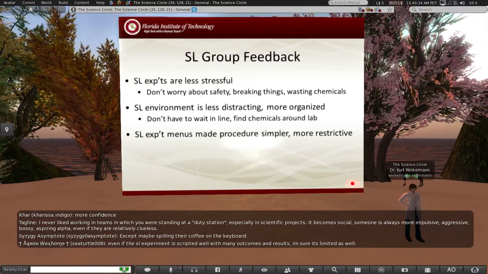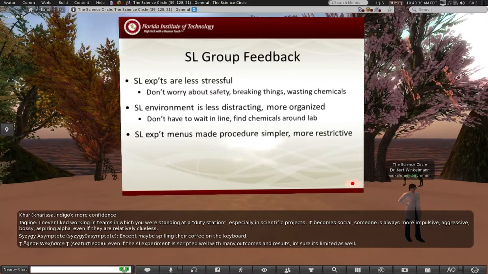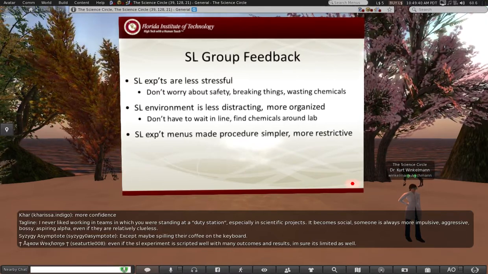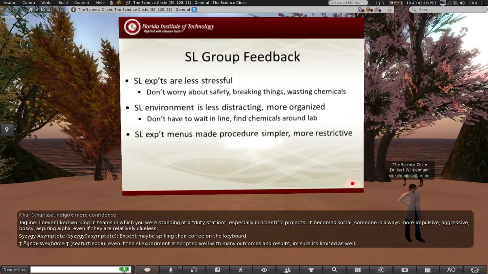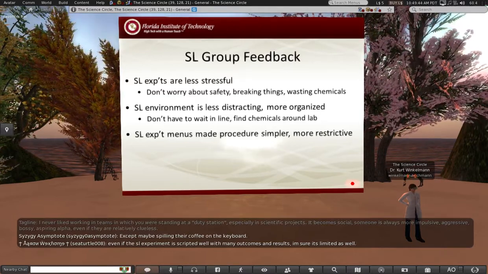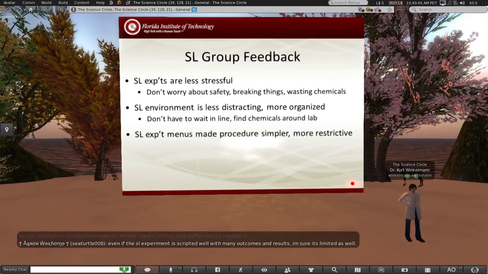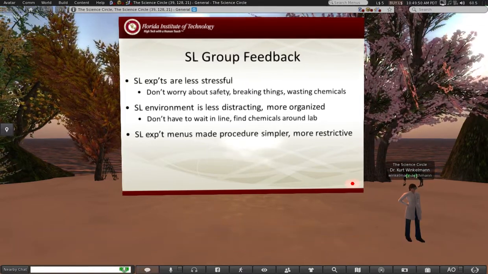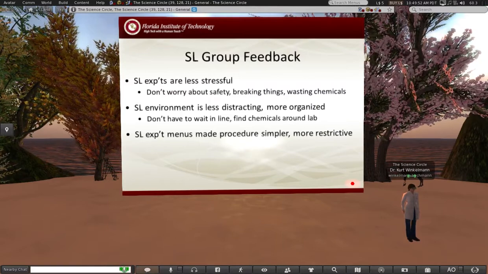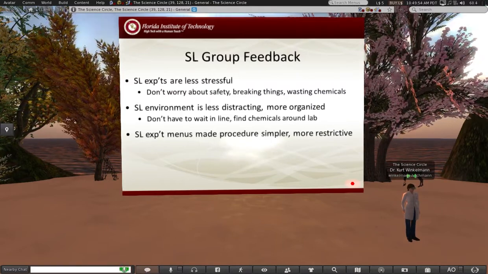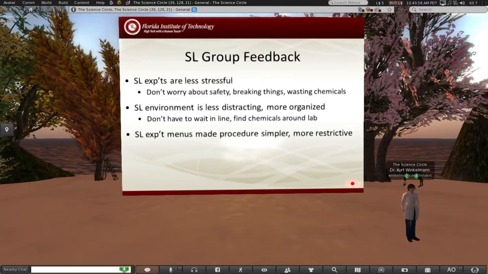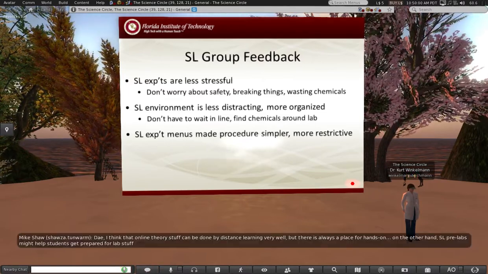Now, maybe you want them to gain those skills, and certainly if they're a chemistry major, they should gain those skills. They should overcome their apprehension about being in the lab. But we have a lot of students who just take one or two semesters of chemistry. Do they need to worry about that? I don't know. Maybe. I think it's a question that educators have to ask themselves. But a virtual environment can eliminate some of that stress.